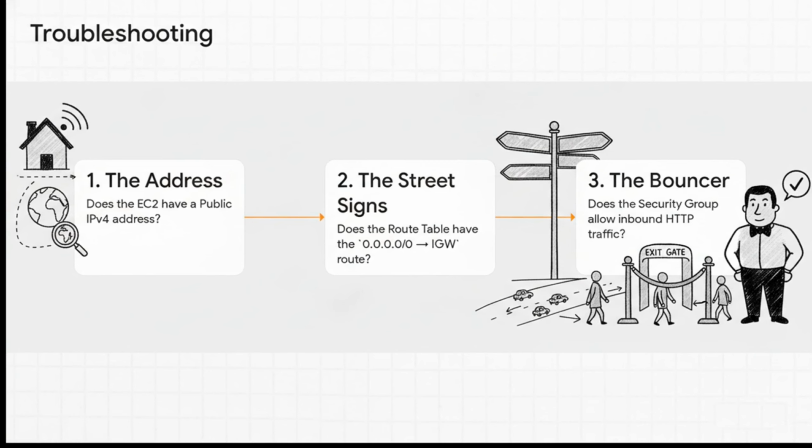First, does your house even have a public address? If the answer is no, well, of course the internet can't find it. Second, are the street signs on your street actually pointing towards the main gate? If not, traffic can't get in or out. And third, is the bouncer actually letting web traffic through the front door? If not, every visitor is just going to get turned away. Seriously, this little checklist will solve probably 99% of your connection problems.